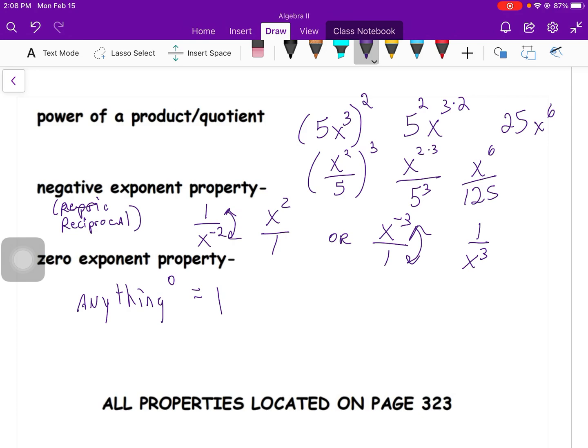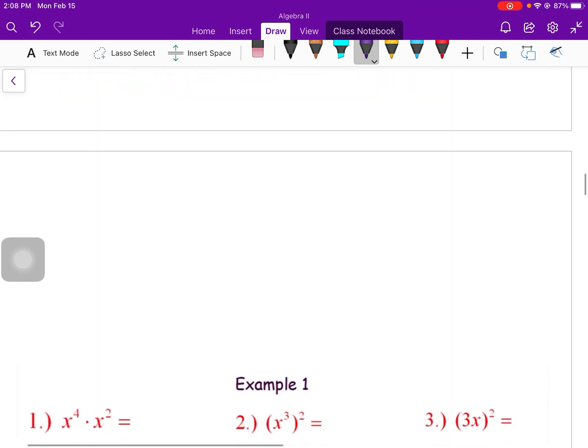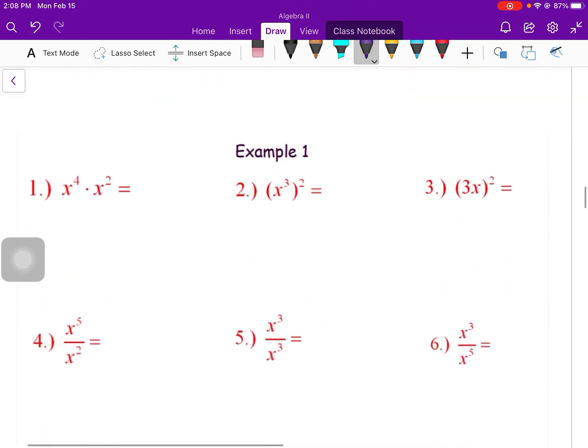is always 1. Now I say that the property is located on page 323 in your textbook, but you're not given a book, so they are commonly shown on Google. You can Google them whenever you want. Okay, so let's just run through some examples. So x to the fourth, x to the second, I'm multiplying, so there's that multiplication.